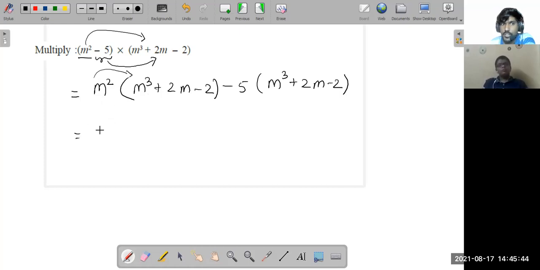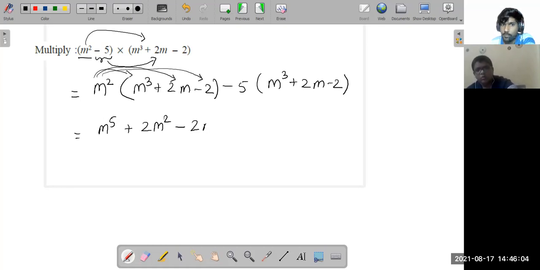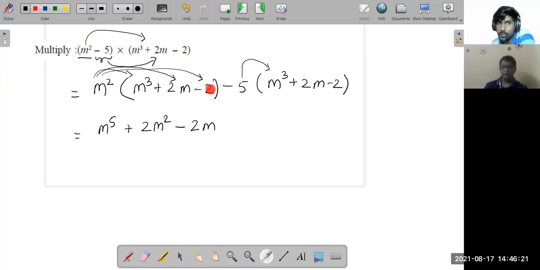So m square into m cube will give you m raised to 5. m square into 2m will give you 2m cube. m square into -2 will give you -2m square, since the 2 does not have a variable, the minus sign stays as it is, and 2 as it is. Understood?